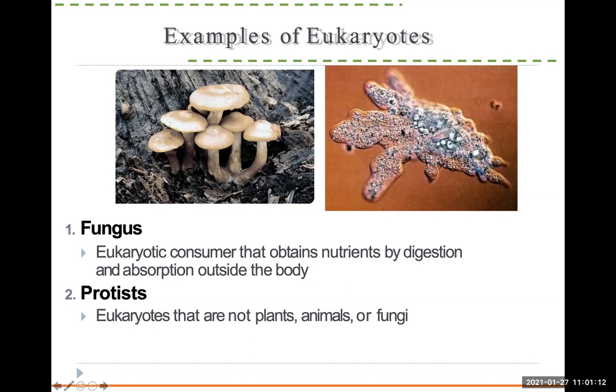When you're trying to put them in different groups, you want to see if it's a fungus, a plant, or an animal. If it doesn't go under plant, animal, or fungus, it's a protist. That's how they define protist. If it's not going under these three groups, it's going to be a protist. So this is amoeba.